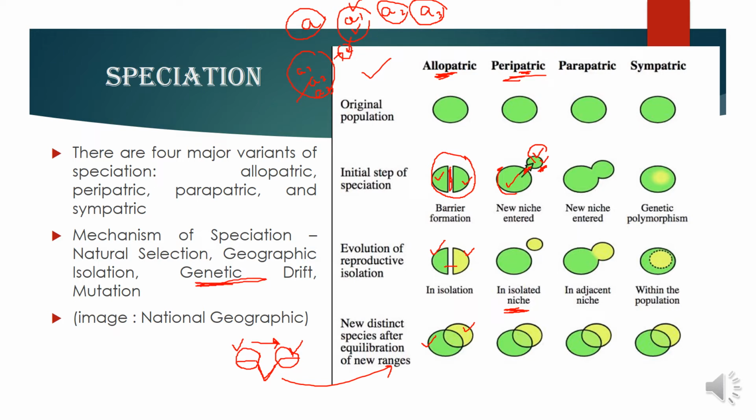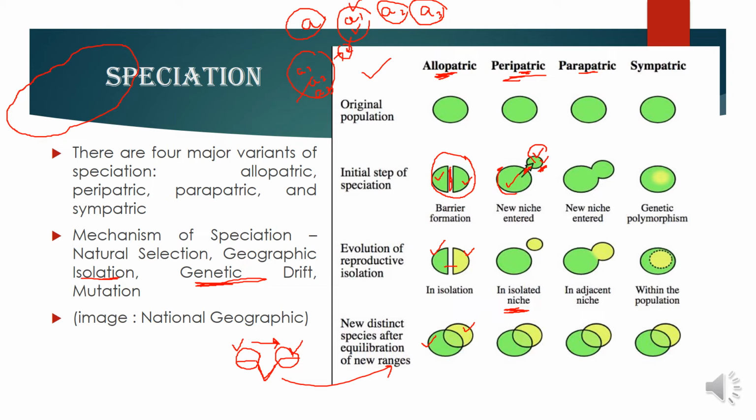So we see that they have isolated their niche according to the change in frequency of their alleles. And this change in frequency of the alleles is called genetic drift, and due to this we find peripatric speciation, and due to the isolation we find allopatric speciation. Now we come to parapatric speciation.